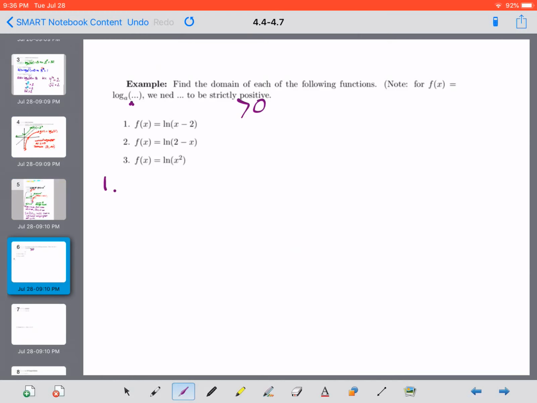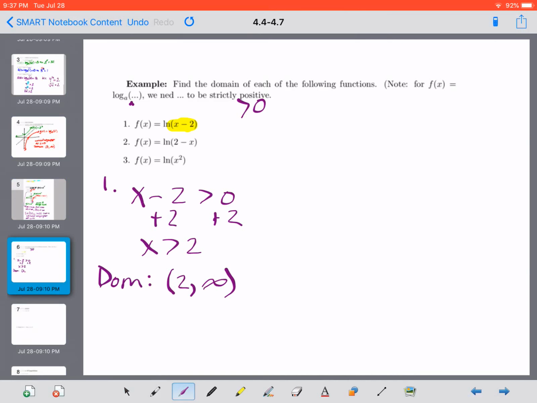So for this first example, I have ln of x minus 2. I identify what's inside the parentheses, that's x minus 2. I set it greater than 0 and then solve. Okay, this is just a linear inequality. I add 2 to both sides and I get x has to be greater than 2. So the x values that are greater than 2 can be expressed in interval notation as 2 to infinity.